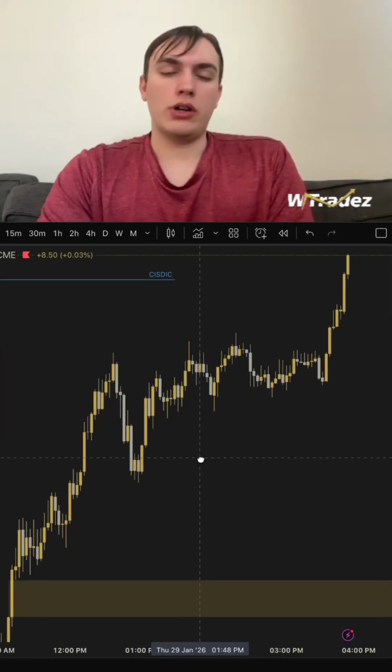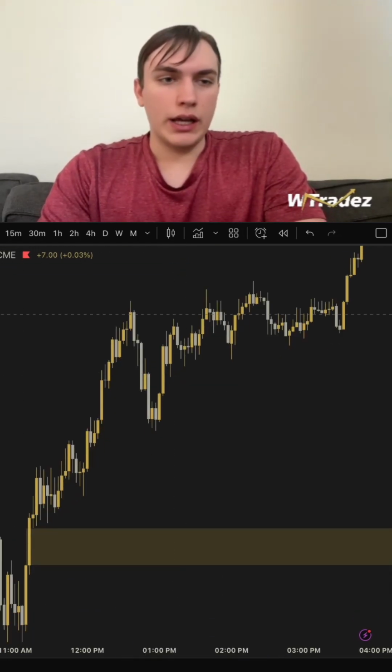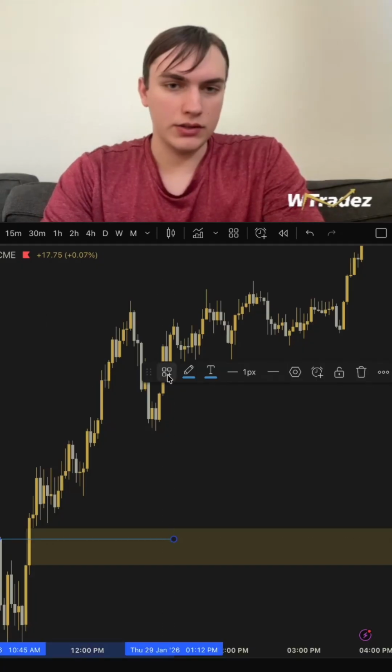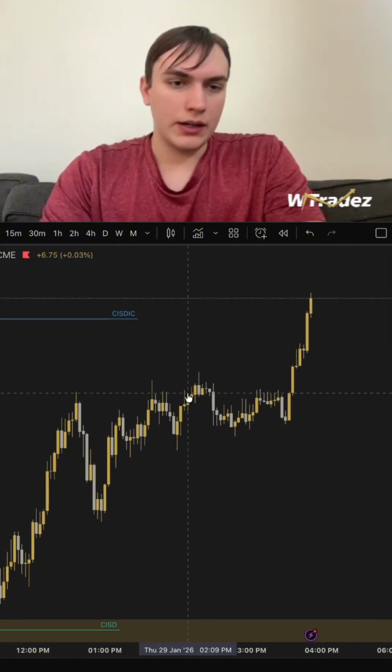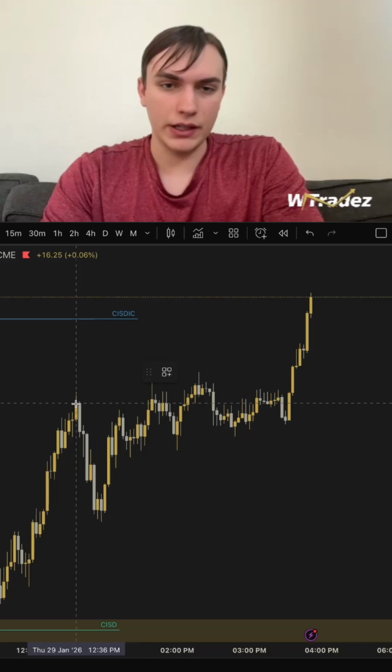So I was like, okay, what am I going to do today? Well, I waited for a continuation model for longs. So we had this change in the state here. This is the first one. Didn't count this one, didn't really like it, but I did count all the way up here, which a lot of people would say is a very late entry.